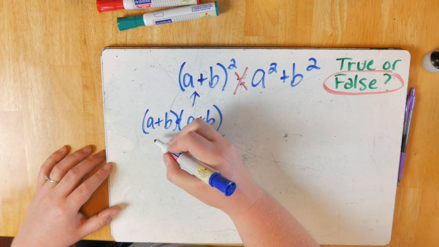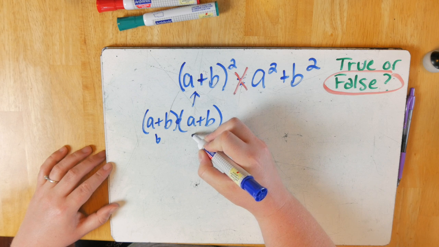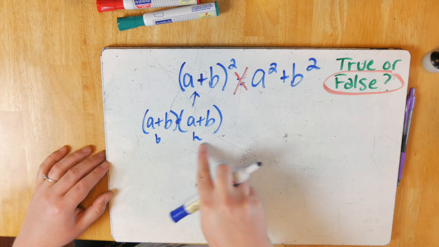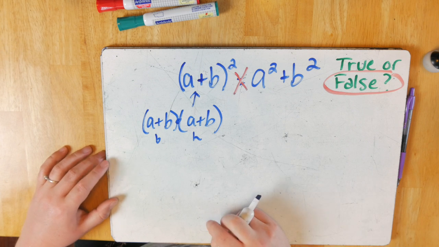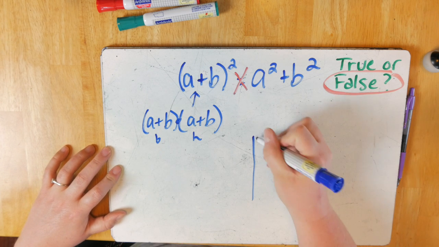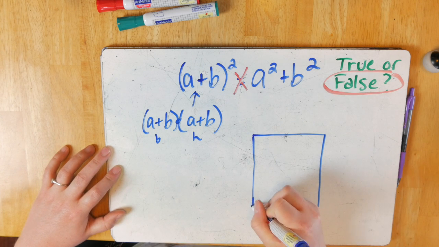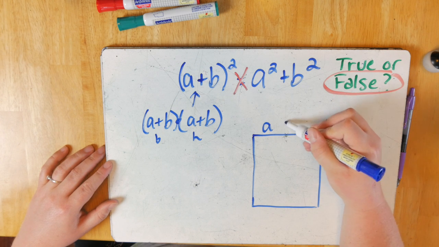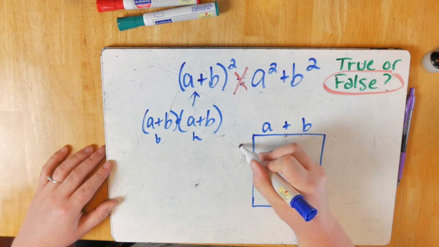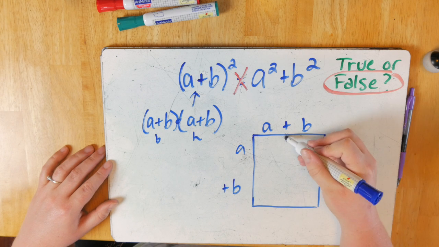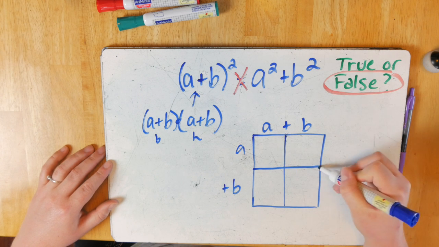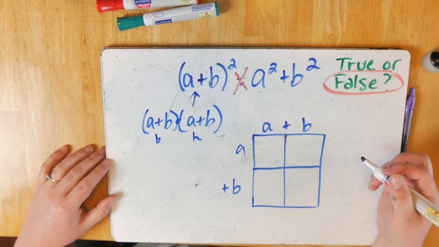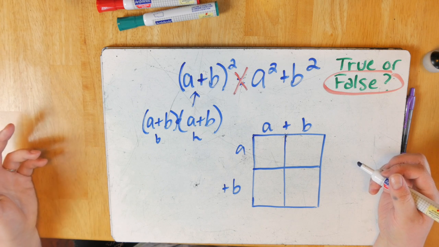And then I'm going to think about this as the base of my rectangle and this as the height of my rectangle. Although in this case, this rectangle would actually be a square because the base and the height are the same thing. So I'm going to lay out my square. And along the base, I'm going to have a plus b. And along the height, I'm going to have a plus b. And to find the area of a square, we take the base and the height and we multiply them.